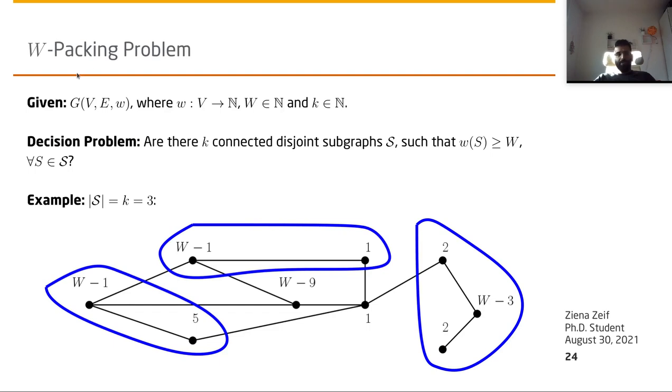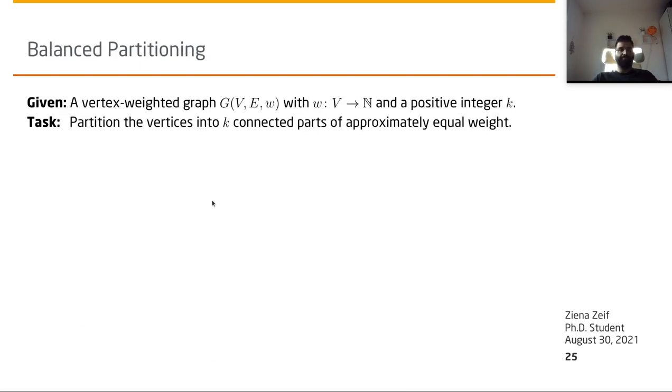Now we want to summarize all of our results. For this purpose, let me introduce the W packing problem again, this time as a decision problem. Given is a vertex-weighted graph and we have two parameters W and K, and our goal is to find K connected disjoint subgraphs such that each of them weighs at least W. Here again the same example with K equals 3.